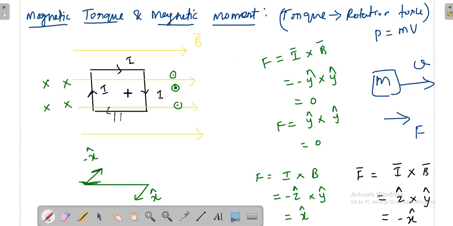Clearly the loop is placed in the YZ plane. Very clearly the surface vector is in the x cap direction. It is either x cap or minus x cap.